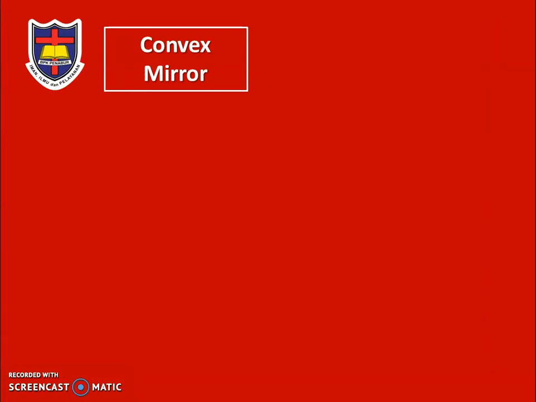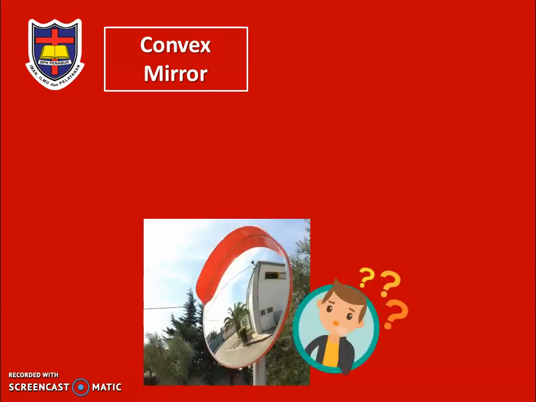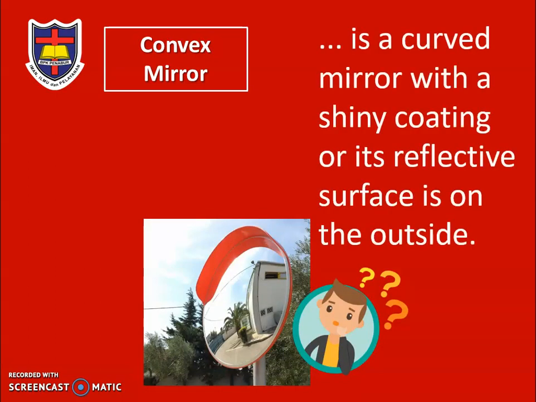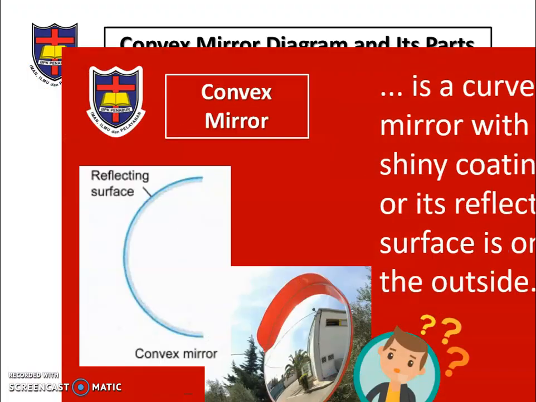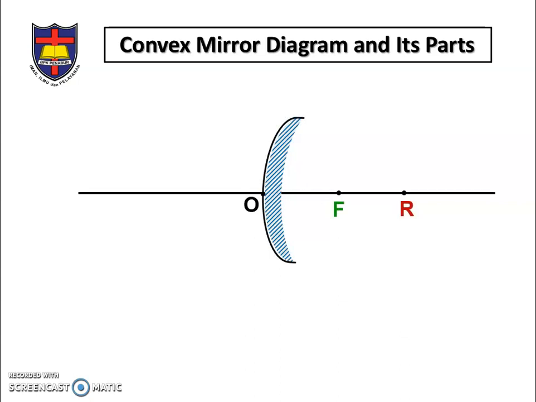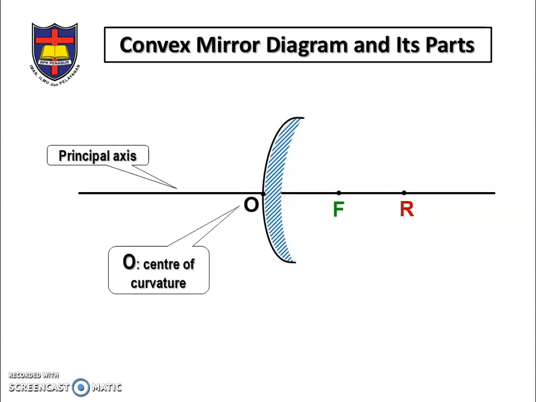The last type of mirror is the convex mirror. Have you seen this item before? Yes, it is a convex mirror. A convex mirror is a curved mirror with a shiny coating, or its reflective surface is on the outside. Here is a diagram of a convex mirror.